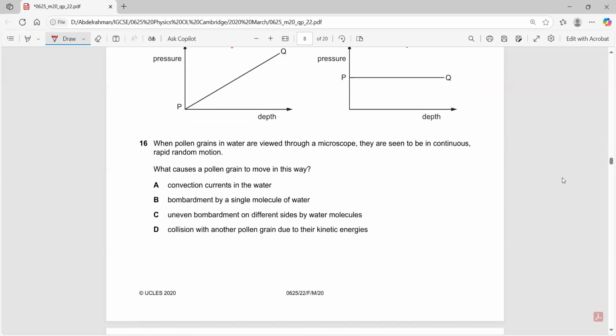When pollen grains in water are viewed through a microscope, they are seen to be in continuous rapid random motion. This Brownian motion is due to what? Convection currents? No. Bombardment by a single molecule? No. Uneven bombardment by water molecules on different sides? Yes. This is the Brownian motion. Correct.